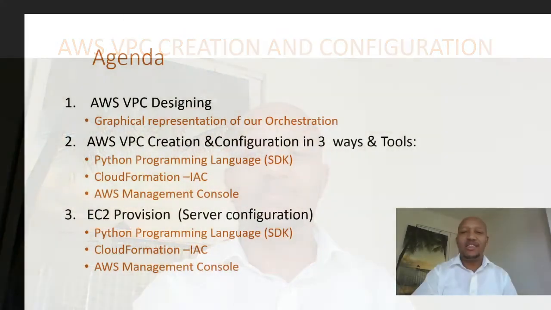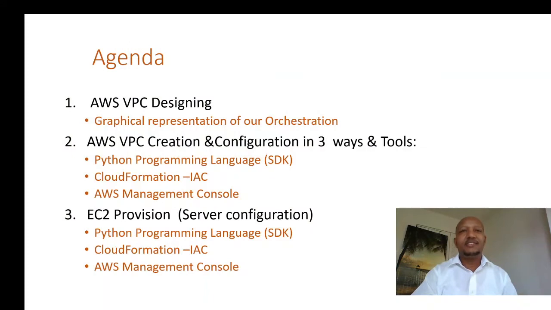Alright then, let us discuss the agenda. Our agenda will include the following. Number 1, AWS VPC designing. What is AWS VPC designing? It is a graphical representation of our orchestration. Why is AWS VPC designing needed?